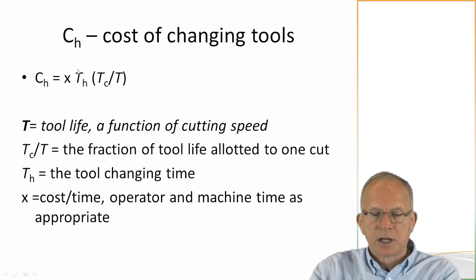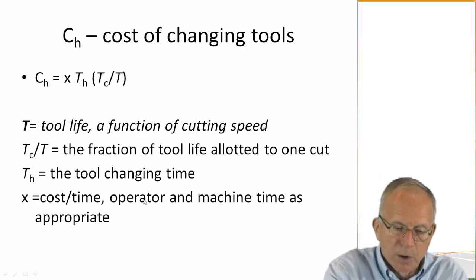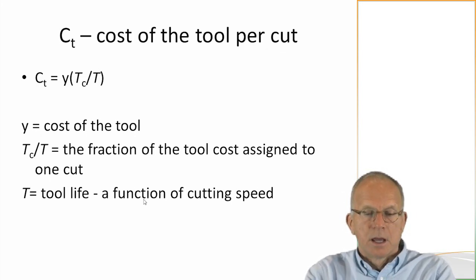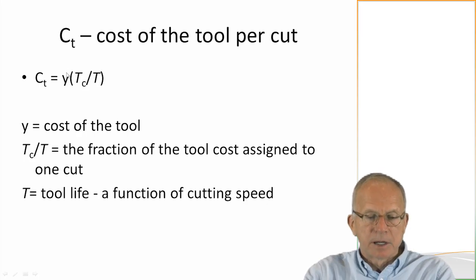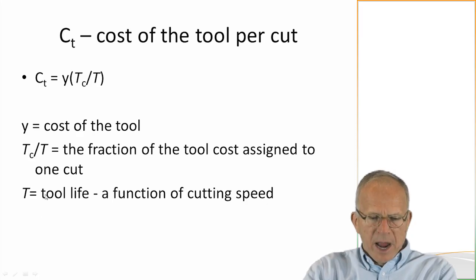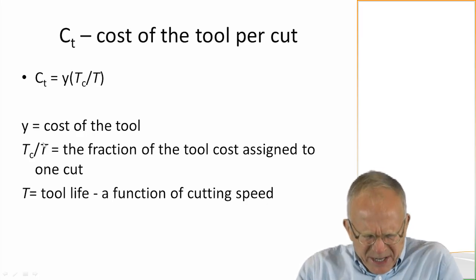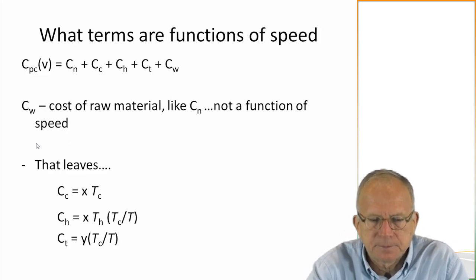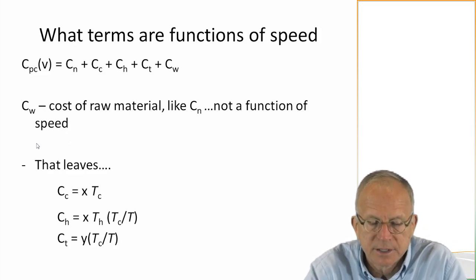TH is the tool changing time, and X, again, is the cost of the time the operator in the machine is appropriate. So you might have a robot, for example, changing the tools. All right, so CT is the cost of the tool per cut. So again, we have this ratio of the time for the cut divided by the tool life. Now it's multiplied times Y, which is the cost of the tool. And the tool life we know to be a function of speed, as is the cutting time.